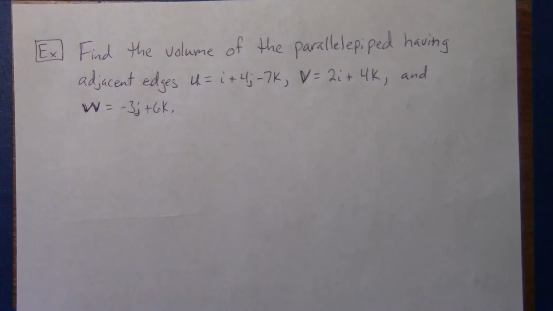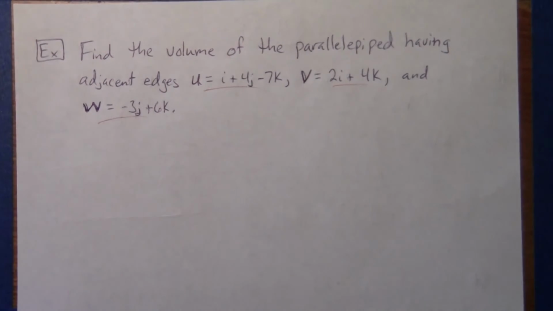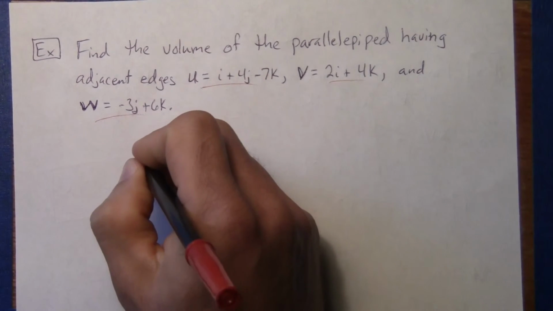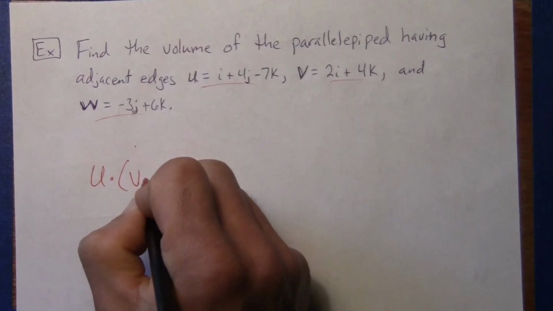Alright, the last one is finding the volume where I have these 3 adjacent edges. And of course that means I go to the triple scalar product. And one of the rules that we learned is that the triple scalar product just so happens to find the volume. So I just need to find the triple scalar product, which is represented like this.